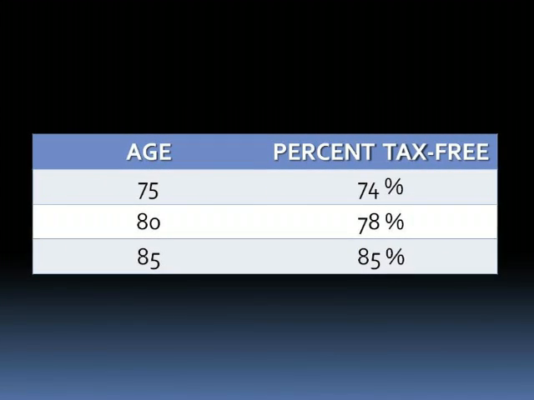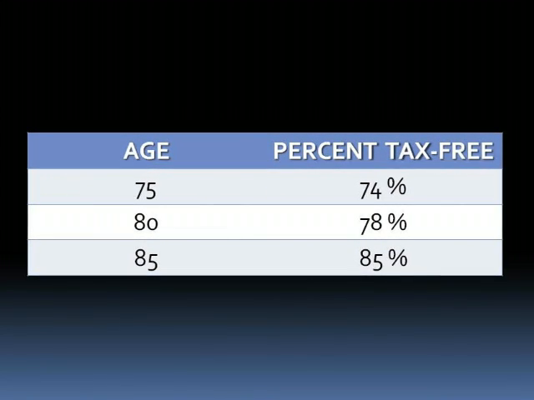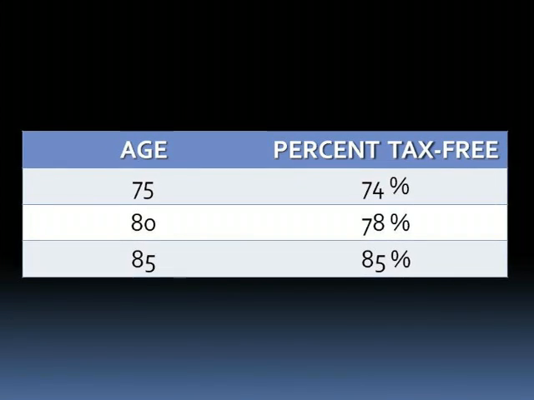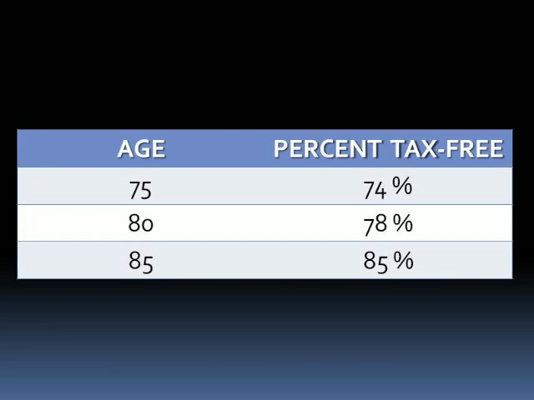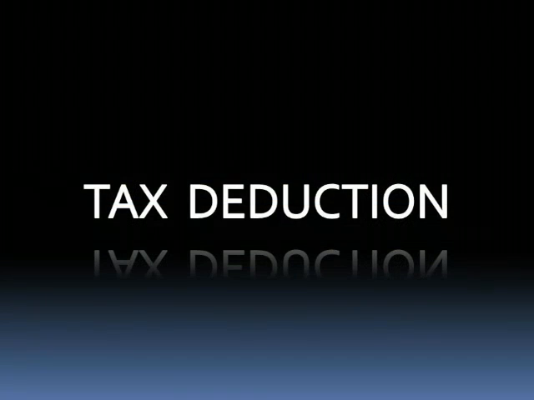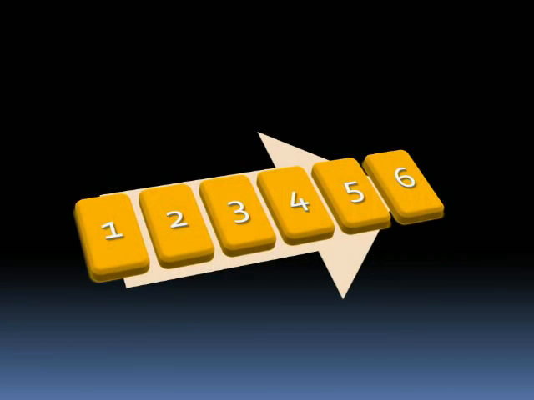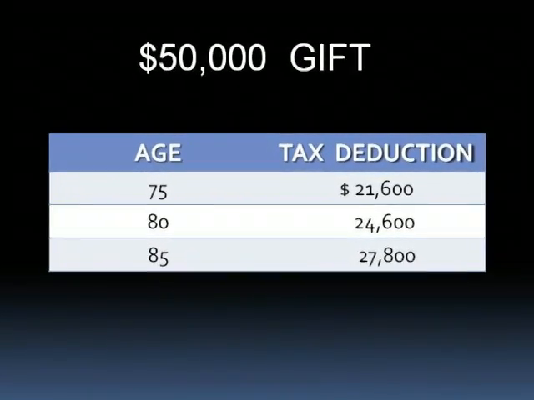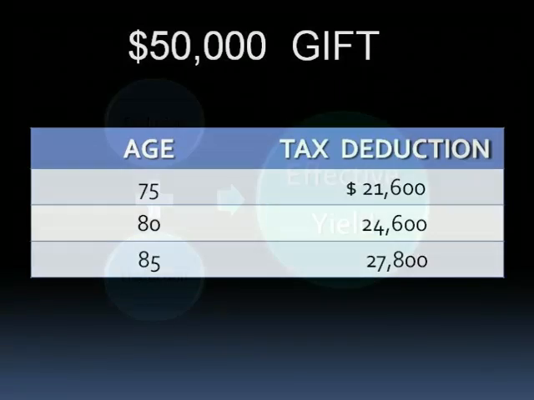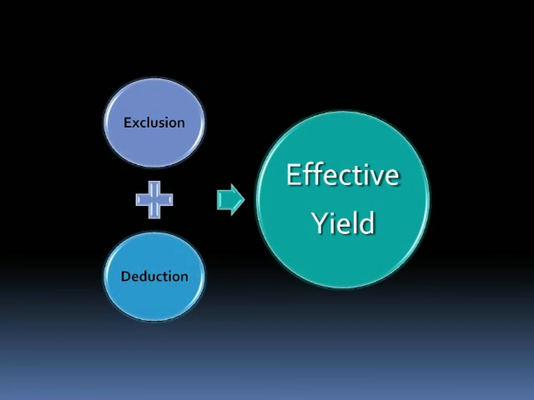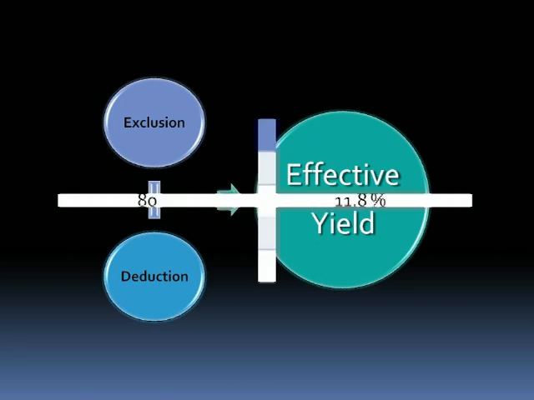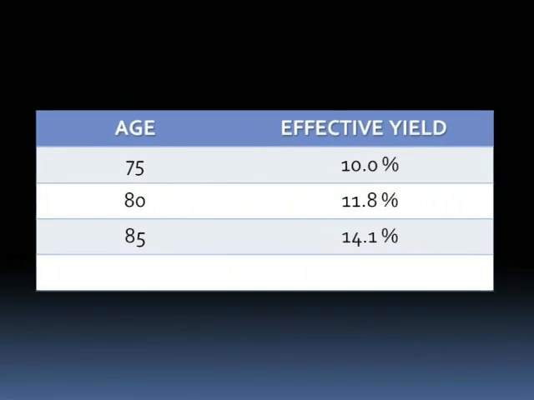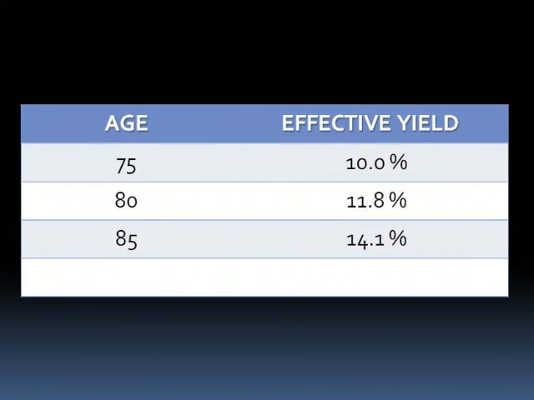A high percentage of the payouts are not taxed to the donor. The older the person, the higher the payout and the amount not subject to tax. The donor also receives an income tax deduction, which can be spread out over 6 years if necessary. Here's an example of the income tax deduction at various ages based on a $50,000 gift. The combination of the tax exclusion and the tax deduction increases the effective yield. Here's an example of the increase in effective yield compared to a CD paying 4%.